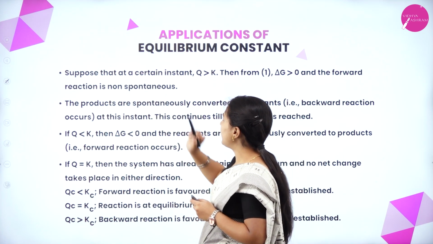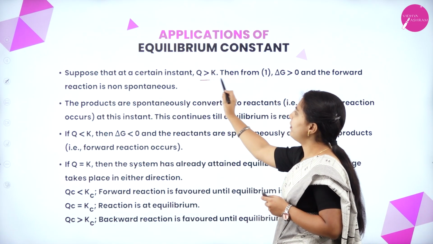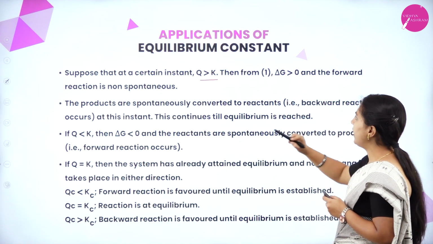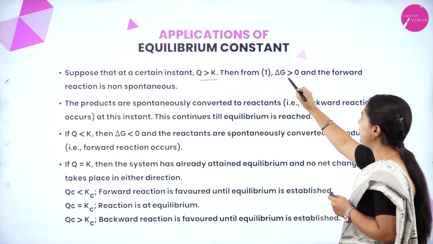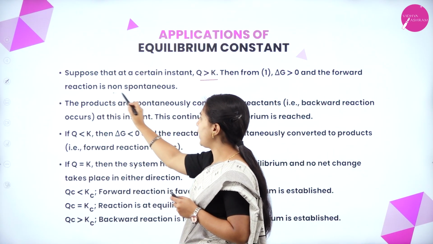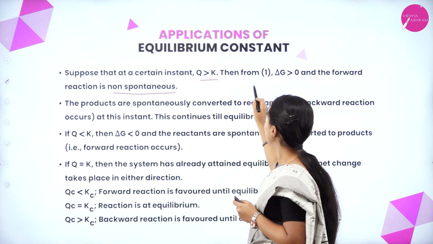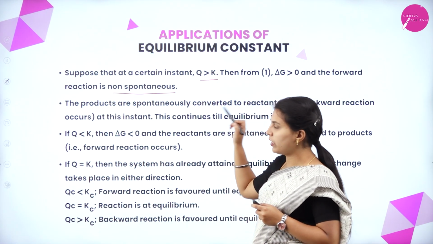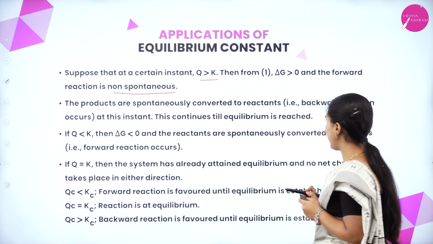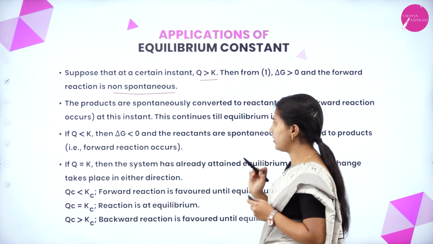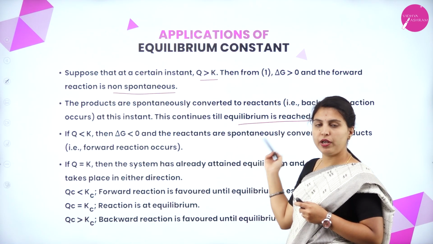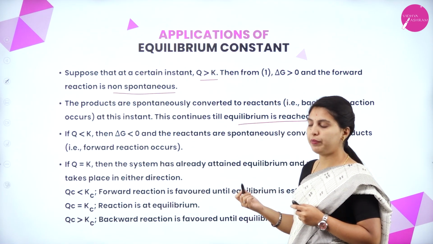Suppose that at a certain instant Q is greater than K. In this case, the instant value differs from the equilibrium constant, and delta G is greater than 0 and the forward reaction is non-spontaneous. Gibbs free energy is used here. So, if delta G is greater than 0, the forward reaction will be non-spontaneous. The products are spontaneously converted to reactants, that is, the backward reaction at this instant. This continues till equilibrium is reached. The non-spontaneous reaction proceeds in the backward direction till equilibrium is reached.